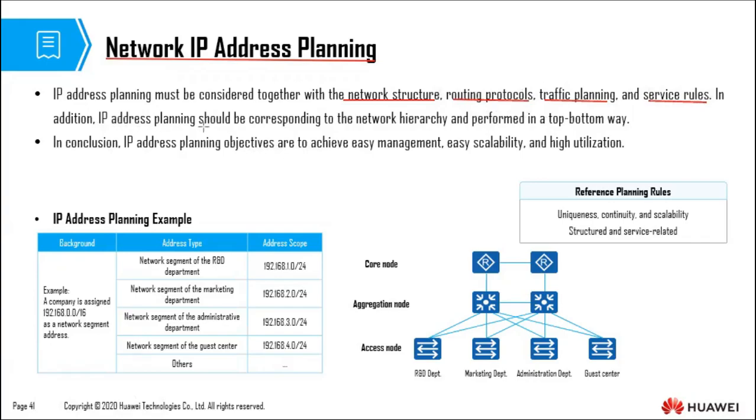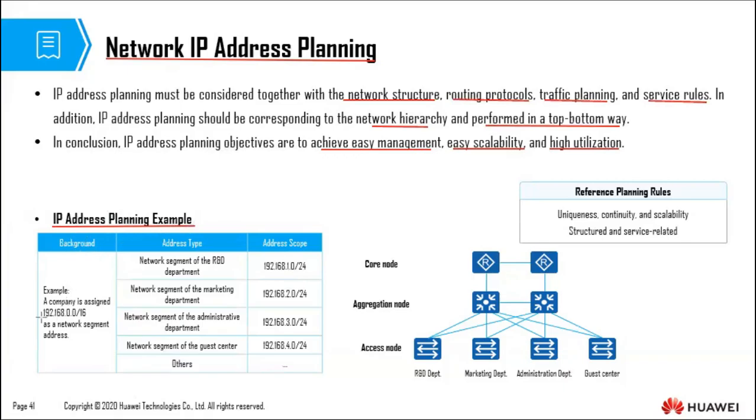In addition, IP address planning should correspond to the network hierarchy or network structure, and it should be performed in a top-bottom way. The network hierarchy is core, aggregation, access, like that. So in conclusion, the IP address planning objectives are, number one, easy management, then easy scalability so that you can add new devices easily, and also high utilization.